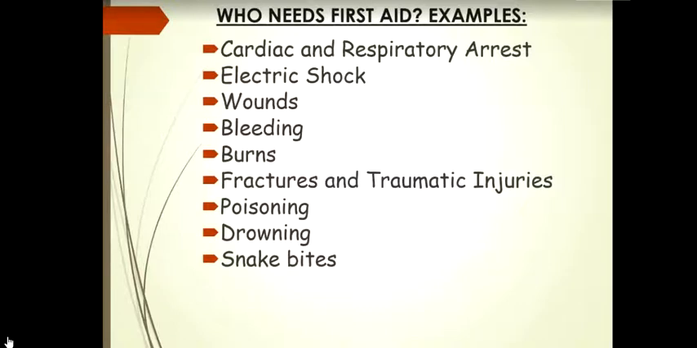Fractures and traumatic injuries as well. Poisoning, drowning, very common, especially in young people, because they are very prone to try new things. Someone would want to swim through to the deep end of a swimming pool, and they don't exactly know how to swim properly. And even snake bites. People who come from rural areas or places where there's heavy vegetation, snake bites are quite common.